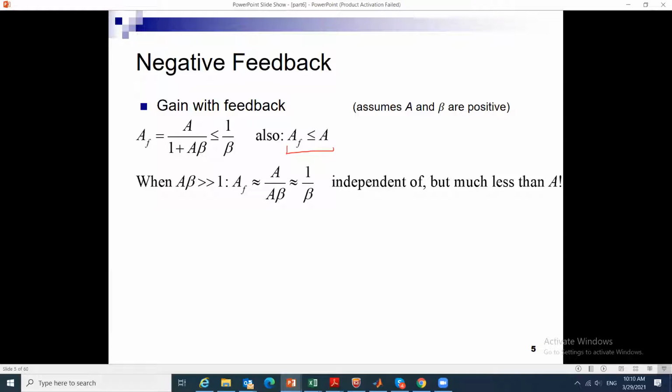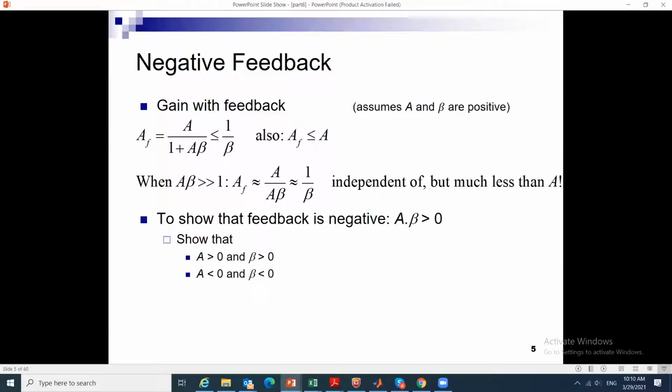And also, if A beta is much larger than 1, then this term goes away. Therefore, AF becomes approximately 1 over beta. But in general, it is limited by 1 over beta. Okay, so it becomes much less than A, independent, but much less than A. So this is the property of negative feedback. The amount of control mainly is determined through the beta block. It's still a function of A, but very much tamed by the beta block.